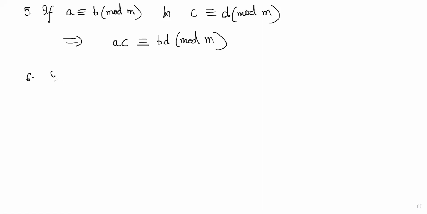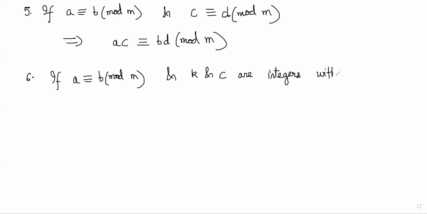Next property is this. If A is congruent to B mod M and K and C are integers with K greater than 0, then we can say that A power K multiplied by C will be congruent to B power K multiplied by C mod M.